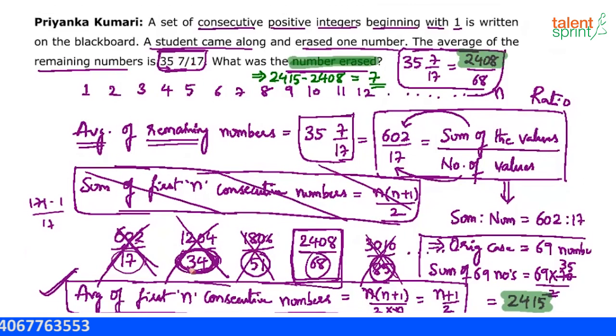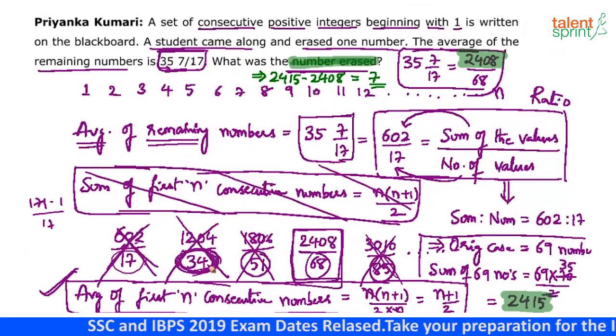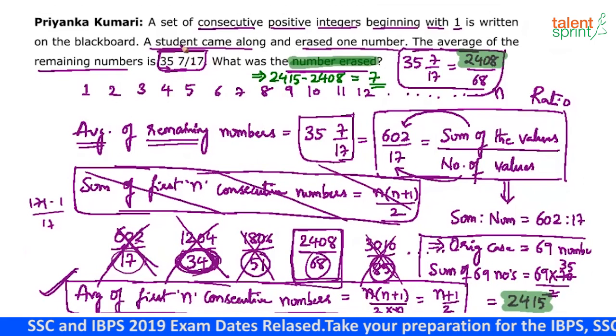1204 by 34. What happens? We are saying the remaining numbers are 34. Originally, there were 35 numbers. The sum of 35 numbers is 35 into 36 by 2. The sum of 34 numbers is 1204. But when you compare with the average, you will find that it's nowhere close. Because the average of 35 numbers is going to be 18. Here, by erasing one of the numbers, the average is getting doubled. Is it possible? Not possible.